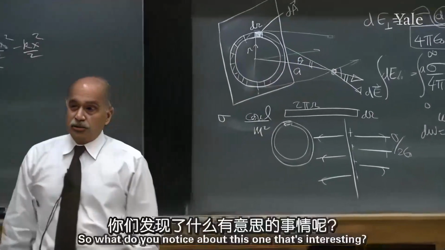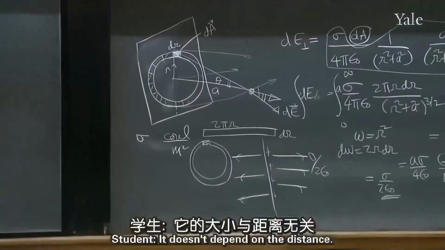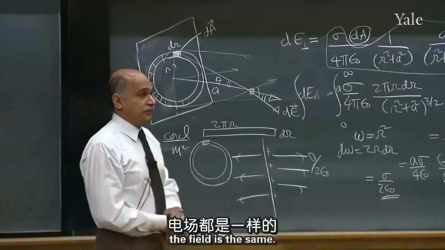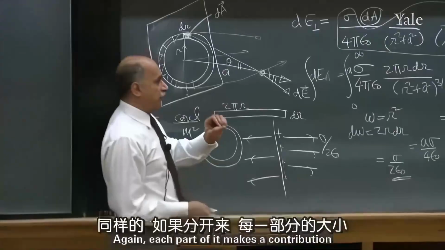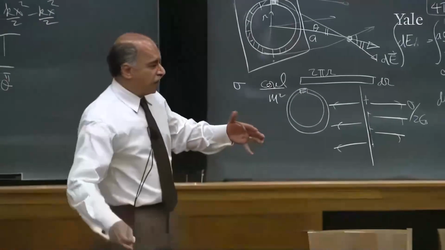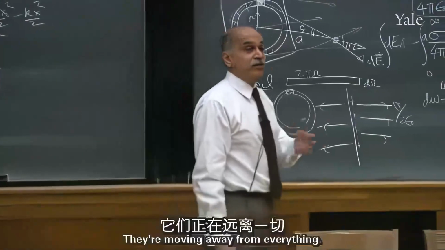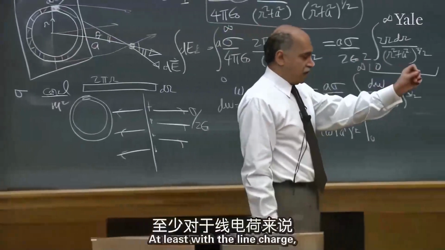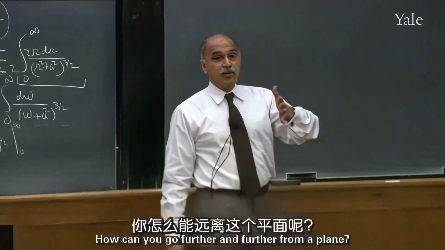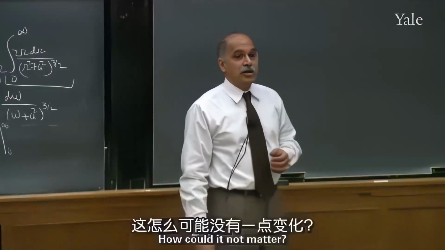So what do you notice about this one that's interesting? It doesn't fall with distance. No matter how far you go from this infinite plane, the field is the same. Again, each part of it makes a contribution that falls like 1 over distance squared. As you go further and further out, you might think the field should get weaker, right? How could it not get weaker? You're moving away from everything. At least with the line charge, it didn't go weaker like 1 over r squared, but it did get weaker. How can you go further and further from a plane? You're going further away from everybody. How could it not matter?